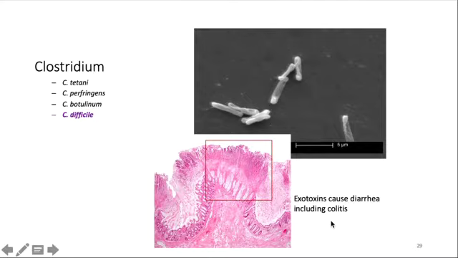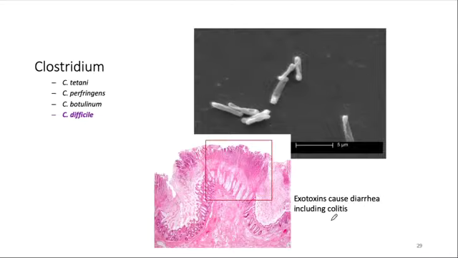Then there is Clostridium difficile. Clostridium difficile occurs in the gut as a normal microbiota. However, when someone receives heavy antibiotic treatment, especially a broad spectrum treatment, it alters the composition of the gut microbiome and the diversity in there.